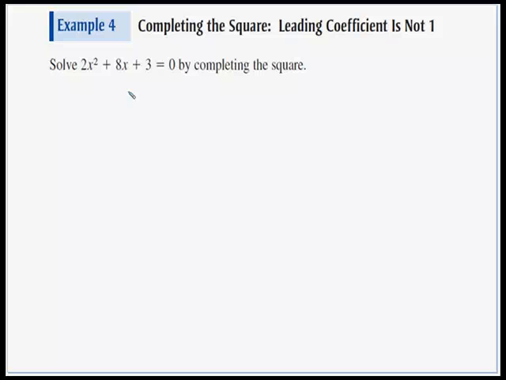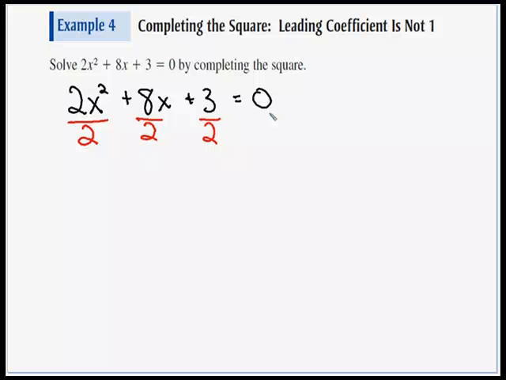So example 4, now we change it up a little bit, and our leading coefficient is not 1. Now we have a 2 there. So the first thing we want to do is get that leading coefficient to be a 1. And we are just going to do that by dividing every term through by 2. Here we have a leading coefficient of 2. I have to divide every term by 2.